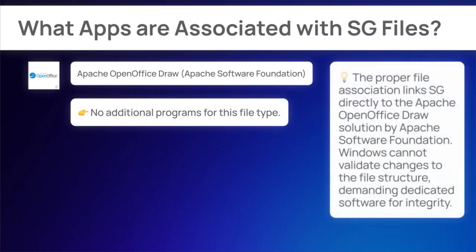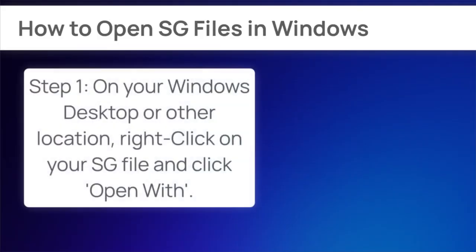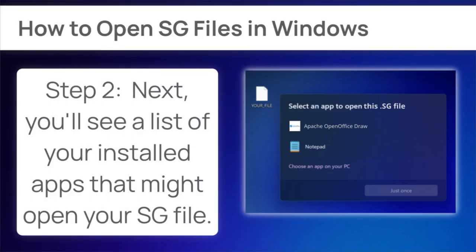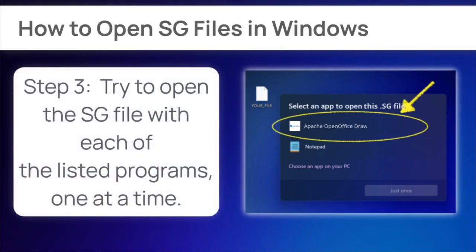Full control over the file's proprietary features requires a dedicated application. Windows can show the outline of the file, but full editing must happen in a design suite. We are going to find the right reader: right-click the SG file, and click Open With. Try launching with Apache OpenOffice Draw first, as it's the recommended tool. If that doesn't work, test others until you find a match.